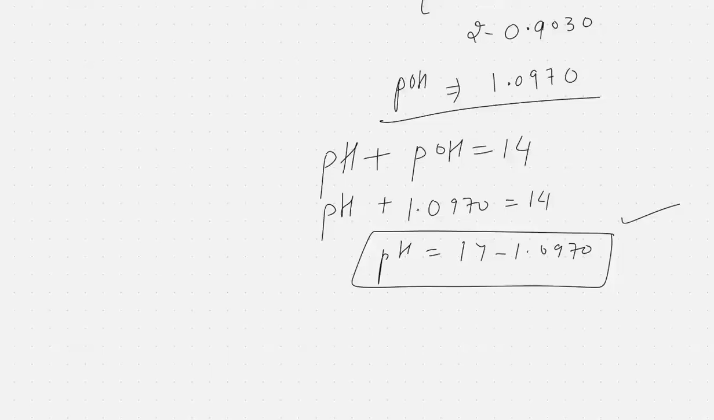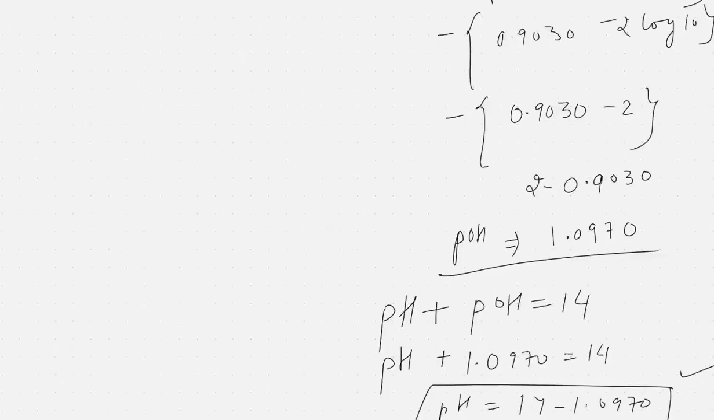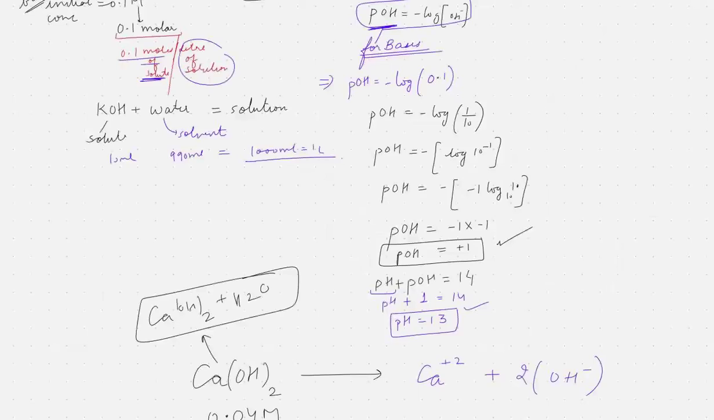So you have to understand that whenever we are given a base, we first calculate the pOH and then we calculate the pH. Whenever we are given an acid, we first calculate the pH and then we calculate the pOH. So you understand this pH and pOH stuff. I'm going to come to more questions like that. But for now, we need to practice a lot because there are a lot of variations in that.